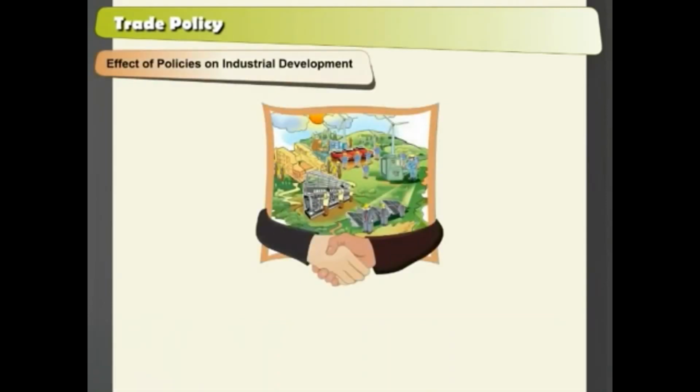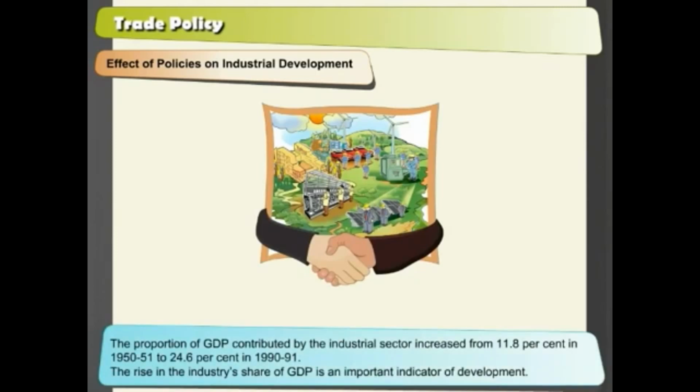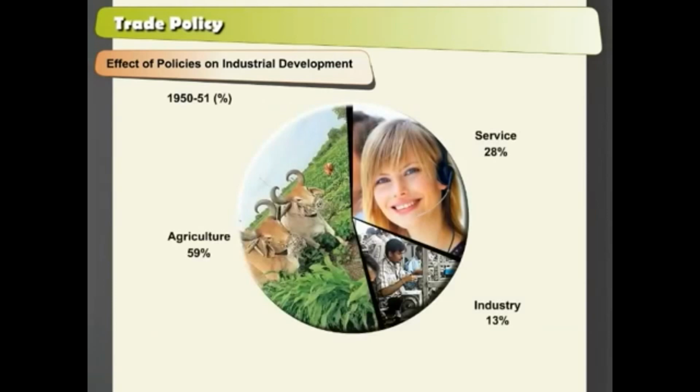Effect of policies on industrial development. The achievements of India's industrial sector during the first 7 plans are very impressive. The proportion of GDP contributed by the industrial sector increased from 11.8% in 1950-51 to 24.6% in 1990-91. The rise in the industry's share of GDP is an important indicator of development. The 6% annual growth rate of the industrial sector during the period is commendable.